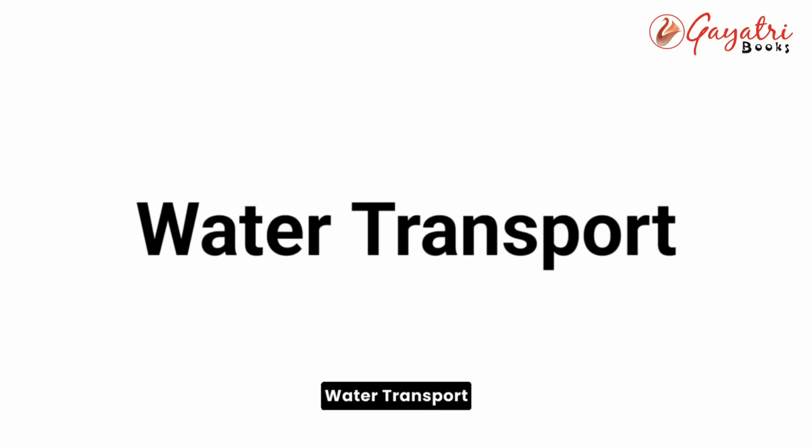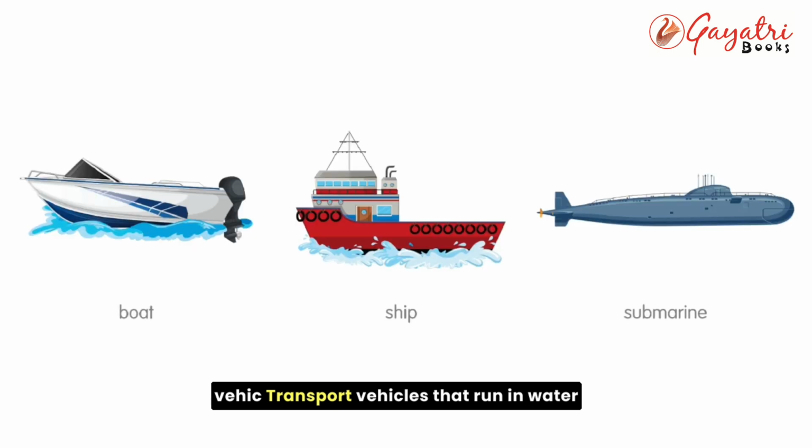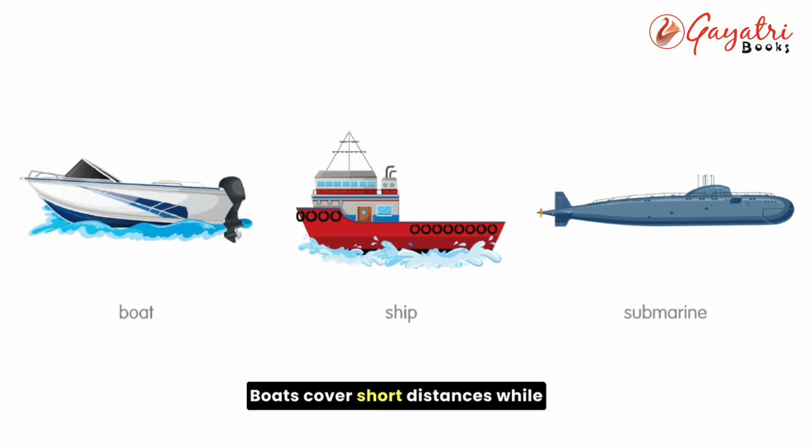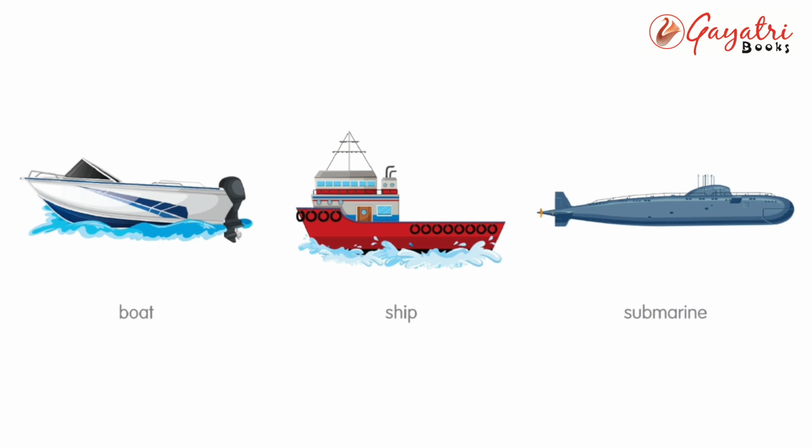Water transport. Vehicles that run in water are means of water transport such as boats, ships, submarines, and steamers. Boats and ships carry people and goods from one place to another. Boats cover short distances while ships travel long distances. Cargo ships are used to transport tons of goods from one country to another.